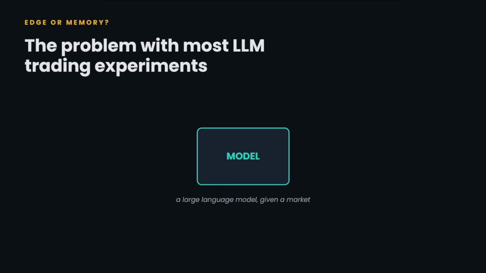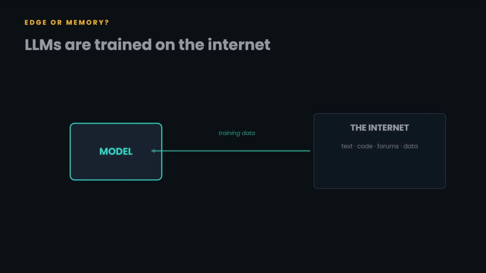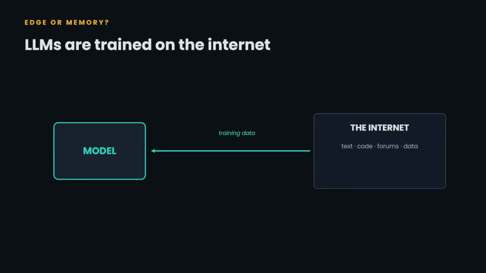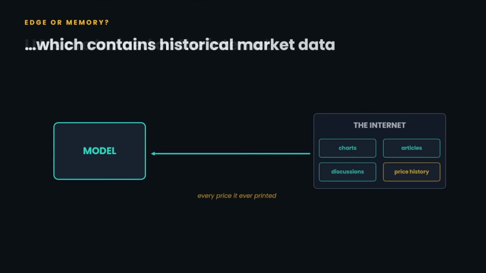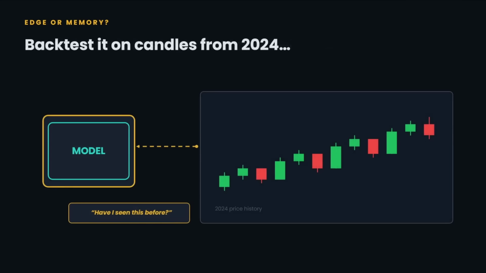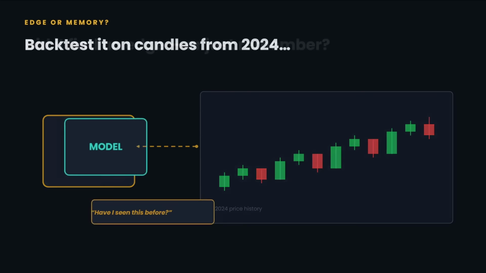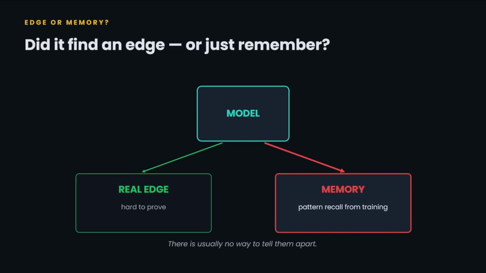Here's the problem with many ChatGPT or large language model trading experiments. Large language models are trained using information from the internet, and the internet contains a huge amount of historical market data. It contains charts, articles, trading discussions, and complete price histories. So for example, if we were to backtest an AI agent using candles from 2024, the AI appears to predict what happens next, but this is probably due to the fact that it recognizes a price pattern that it had already seen during training. There is usually no way to know, but this means that some impressive AI trading results may come from memory and not really from real trading edge.